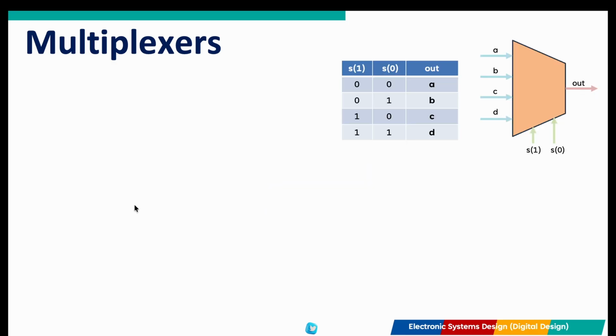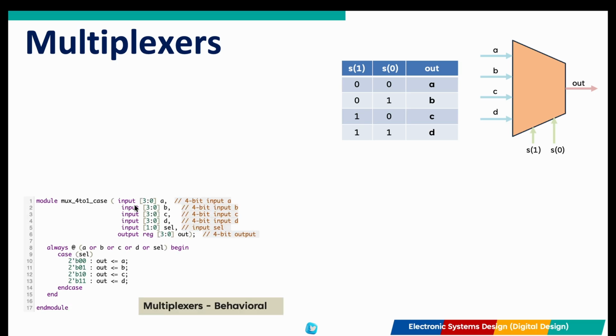Now that we understand the logic of a multiplexer, how do we describe it in Verilog? Depending on your design goals, you can use one of these 3 modeling approaches: behavioral, data flow, and structural. Let's have a look at the first, behavioral modeling. This is often the most intuitive for designers.